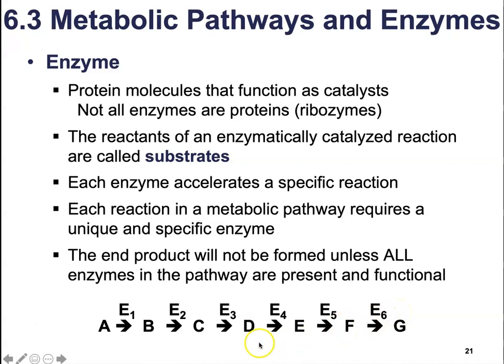So therefore, if you have some genetic disorder where you're just missing enzyme 3 in this metabolic pathway, it doesn't matter. G will not be made. And if G is a super important hormone, or something like that, your body will not be producing that hormone. Okay. So, super important that we understand this.